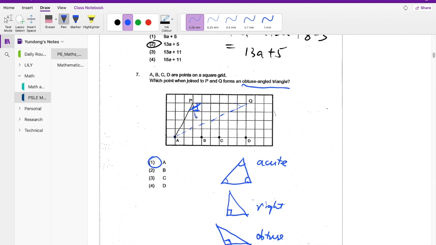How about B? B seems that this one angle is smaller than right angle. This one also looks like smaller than a right angle. So this is an acute angle triangle. How about C? Similar. And for D, we see here, this one actually has a right angle. So this is a right angle triangle.